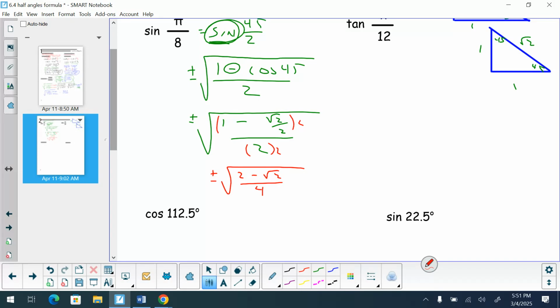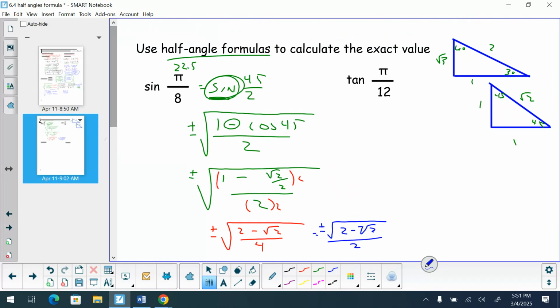We can take the square root of 4, we get the value of 2. We're left with plus or minus square root of 2 minus square root of 2, all over the value of 2. Now we have to make a decision. Is it positive or negative? Well, we have 22.5, which is in quadrant 1, and anything in quadrant number 1 will be positive. So this will be a positive value here.